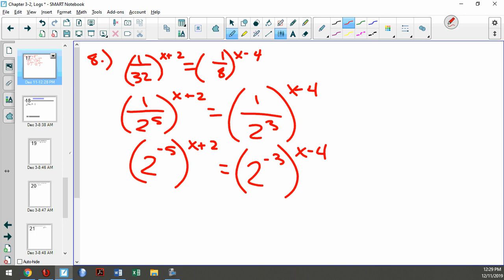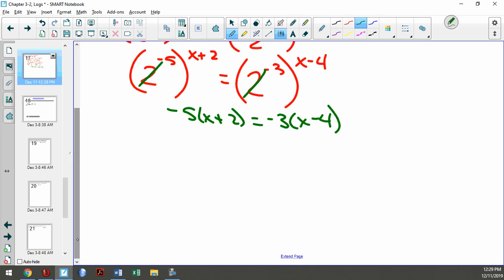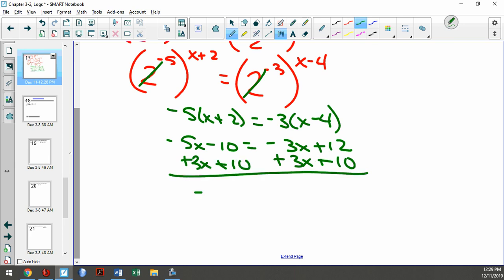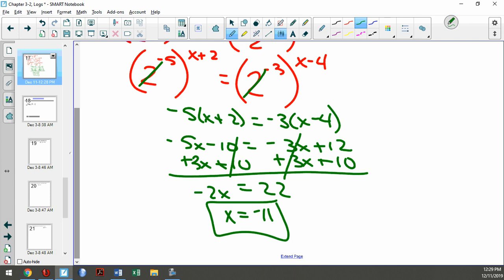Yes? So now my bases are the same, so I can cancel out those bases. And that implies that negative 5 times x plus 2 is equal to negative 3 times x minus 4. And you simply solve it from there. So this is negative 5x minus 10 equals negative 3x plus 12. Add the 3x. Add the 10. You're going to get negative 2x is equal to 22. So x is equal to negative 11. Do we understand number 8?